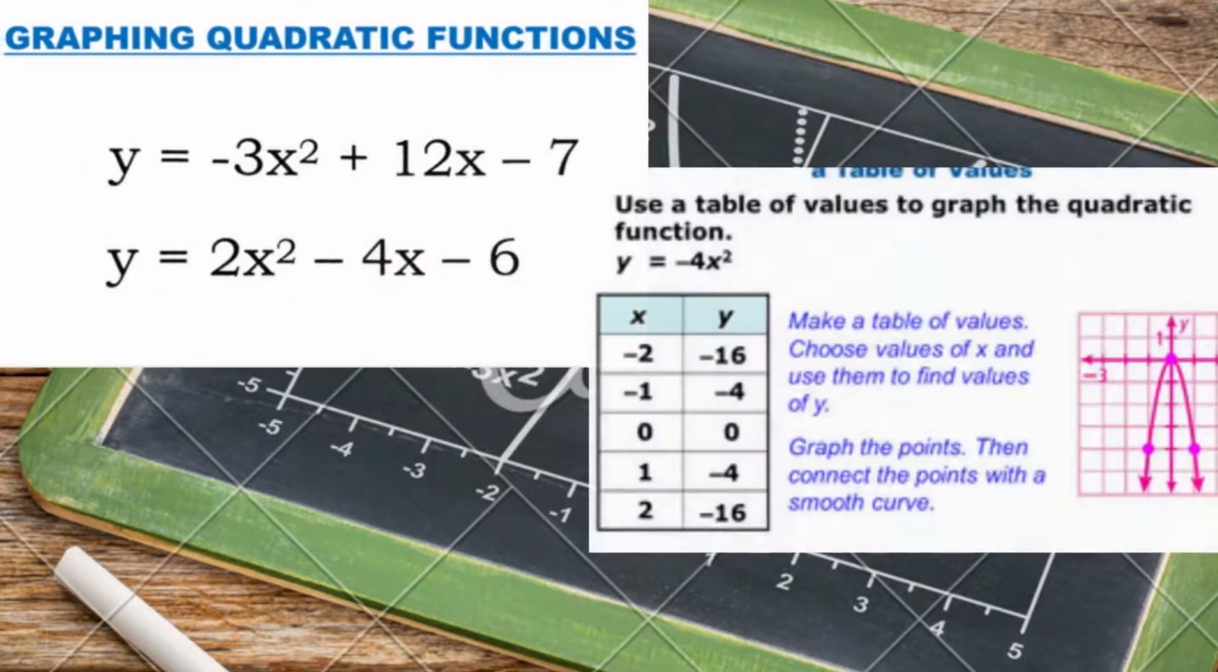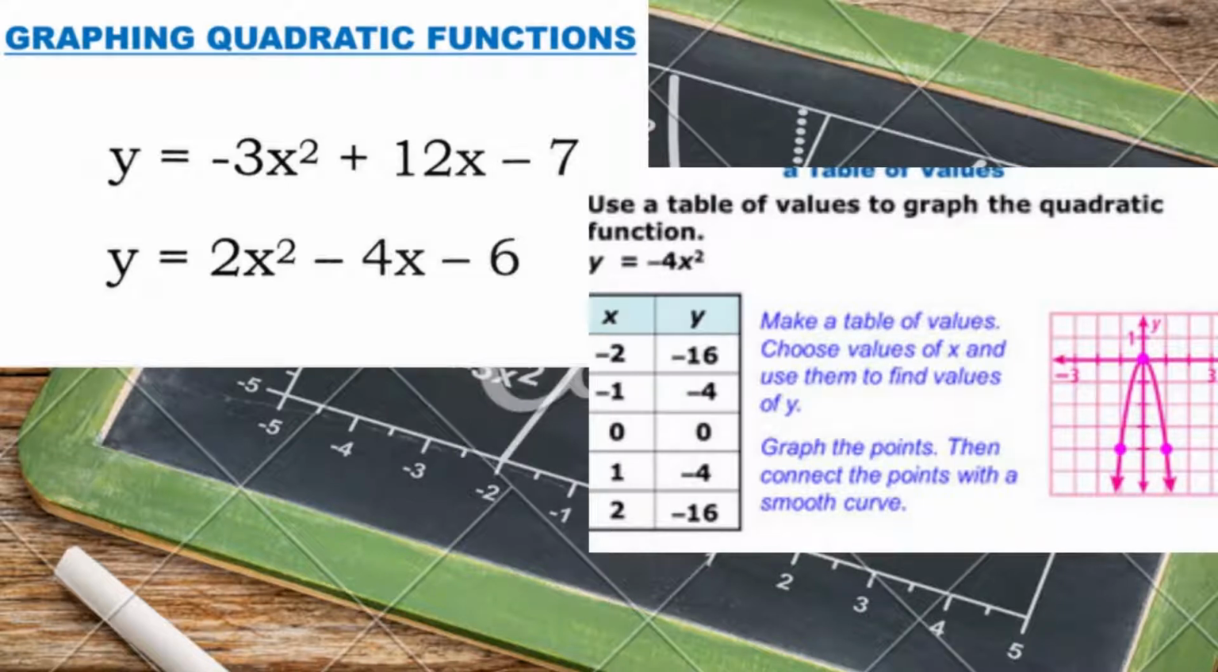In graphing quadratic functions, you must have first the given function in the form of equation. Then you will have a table. Let's say, for example, in this example, y equals negative 4x squared, forming a tabular form, the value of x and the y. Connect the points, and then it will form a smooth curve using a graphing paper, and that is of course a parabola.